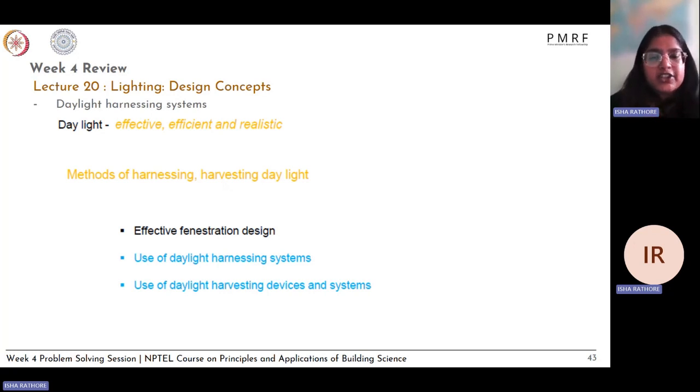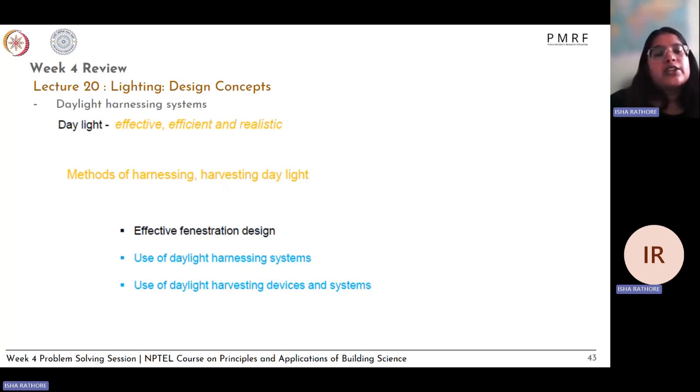One is effective fenestration design, where you give due consideration to the solar heat gain coefficient, visible light transmittance of the glass, the U value of glass, U value of frames, and all of those things. So you ensure effective fenestration design. VLT is the component which is directly responsible for the amount of light coming inside. Then you make use of daylight harnessing systems like light pipes, light shelves, and all of those types of things, which we will discuss also.